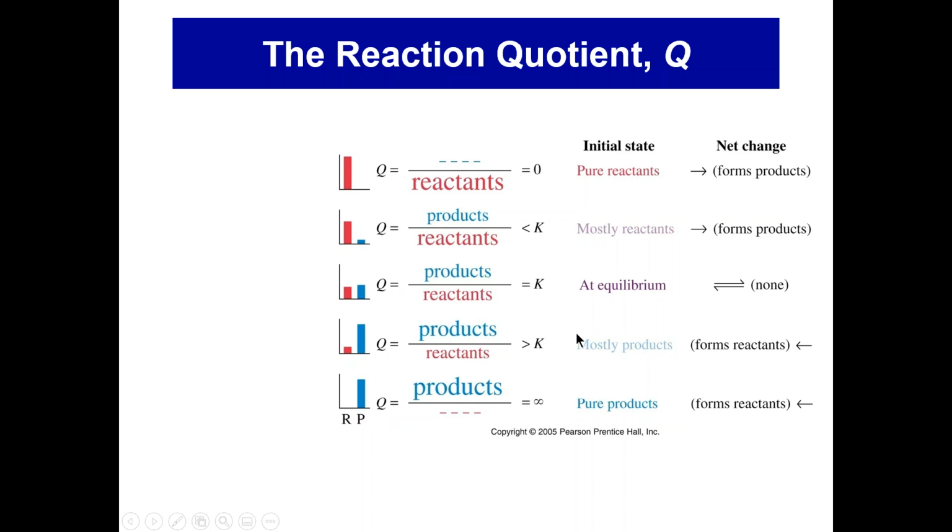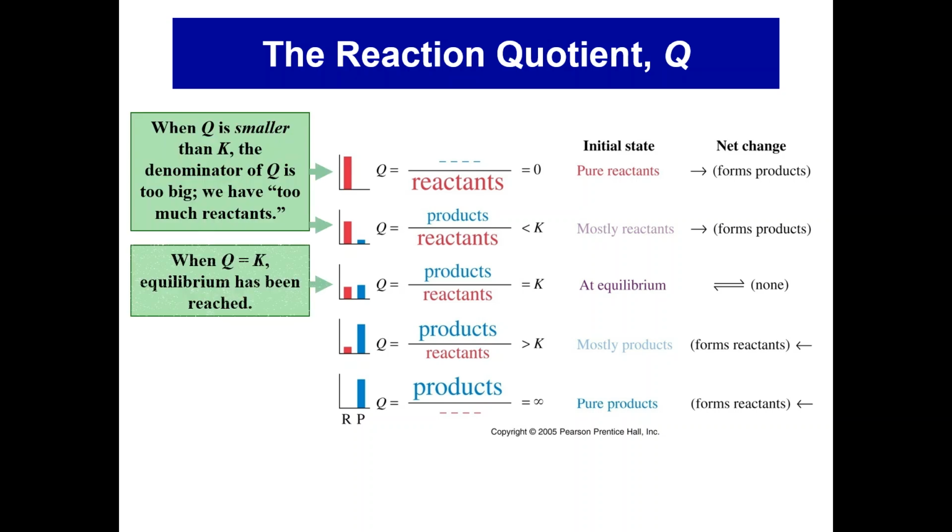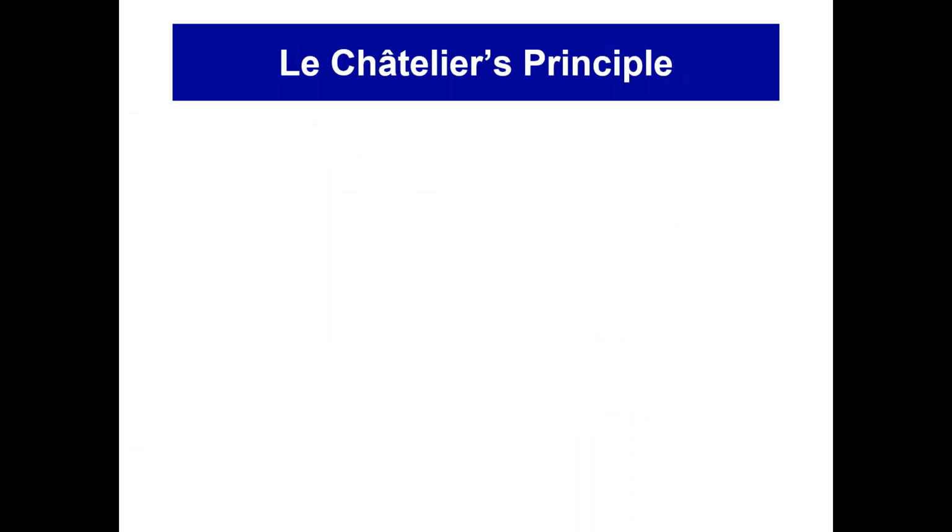All right, so those are the possibilities, and therefore you can make certain predictions if you have a system where you have a certain amount of reactants and a certain amount of products. Using this guideline, you can predict whether or not the reaction will shift to the left or to the right in order to reestablish equilibrium. All right, so that's basically what this is all about here.